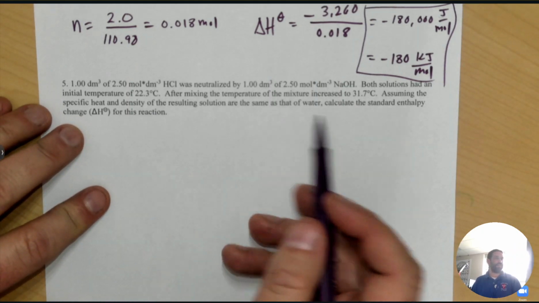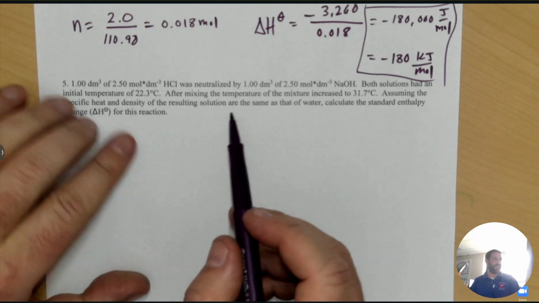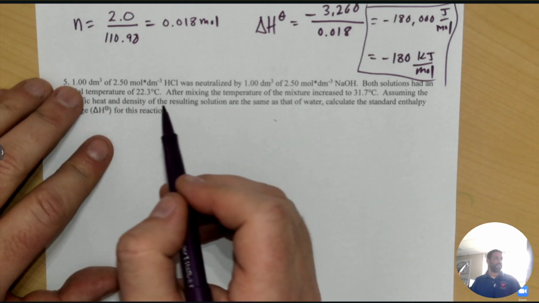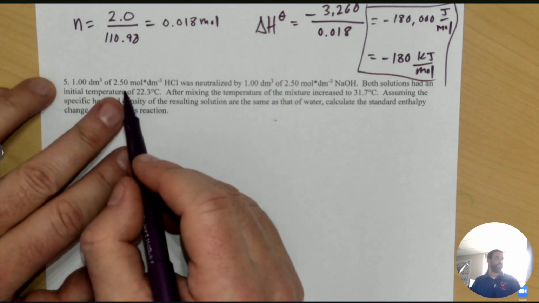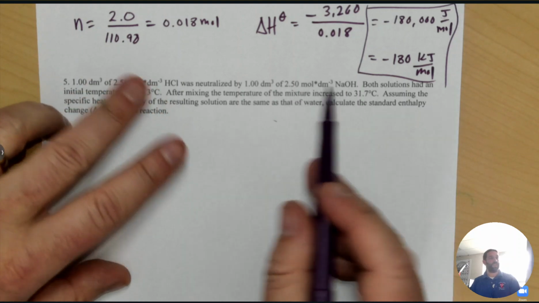Calculate the standard enthalpy change for this reaction. So the first thing I gotta look at is the amount to determine what's limiting. So volume times concentration gives me moles. So 1 liter times 2.5 moles per liter gives me 2.5 moles of HCl. Same thing for NaOH. Remember, if they're equal, then nothing is limiting.